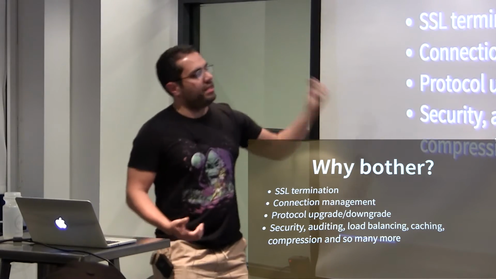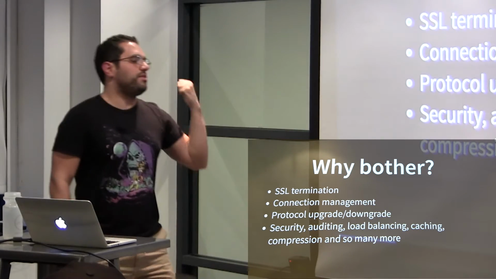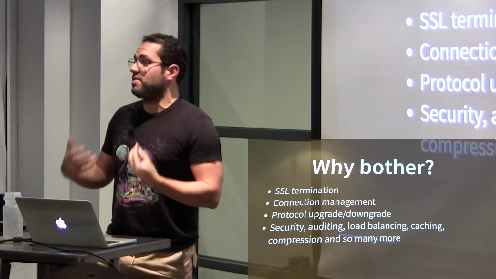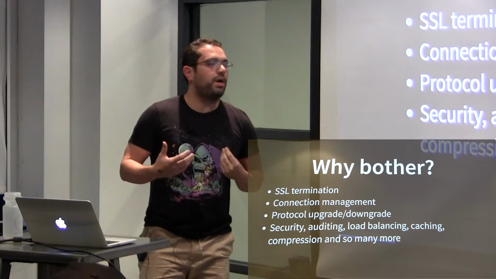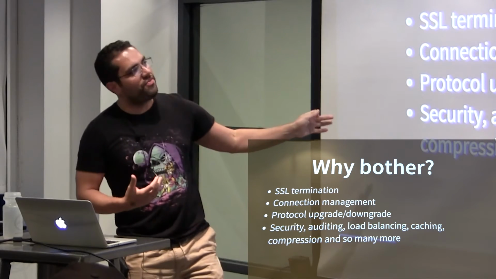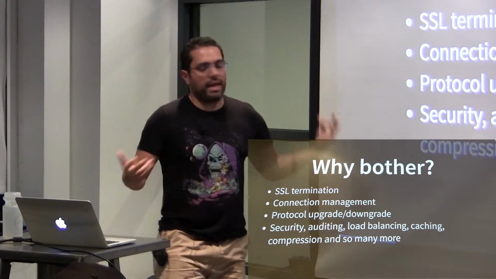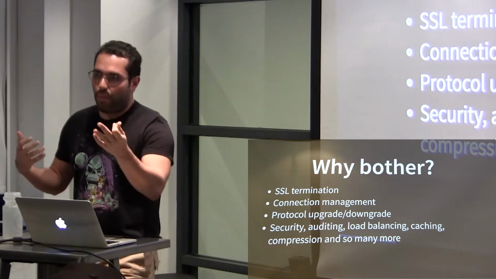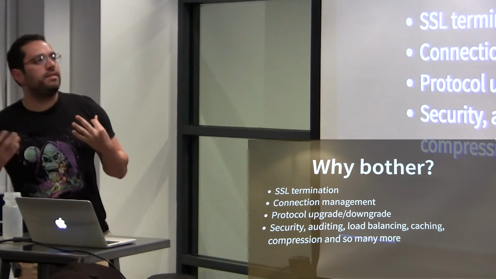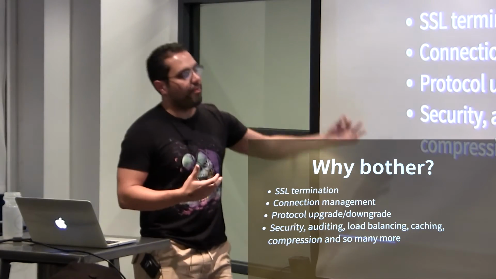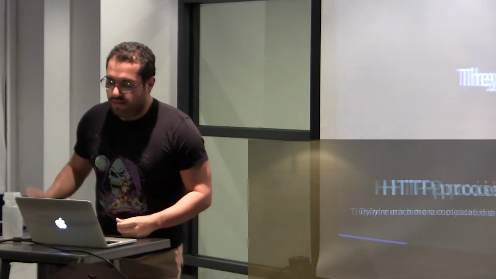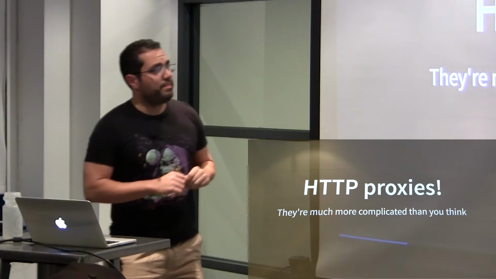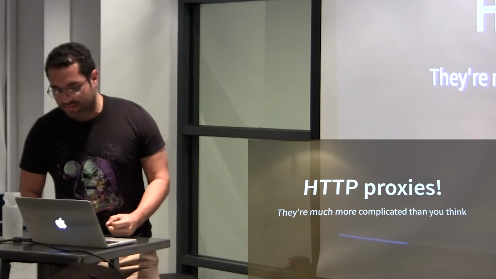There's security, auditing, load balancing, caching, and compression. There's a lot of stuff we can do in the many pieces of the proxying of our infrastructure, so we do all of them. Anything you can imagine being done by a middleware could be done by a proxy in the environment you're working in. So, building HTTP proxies.